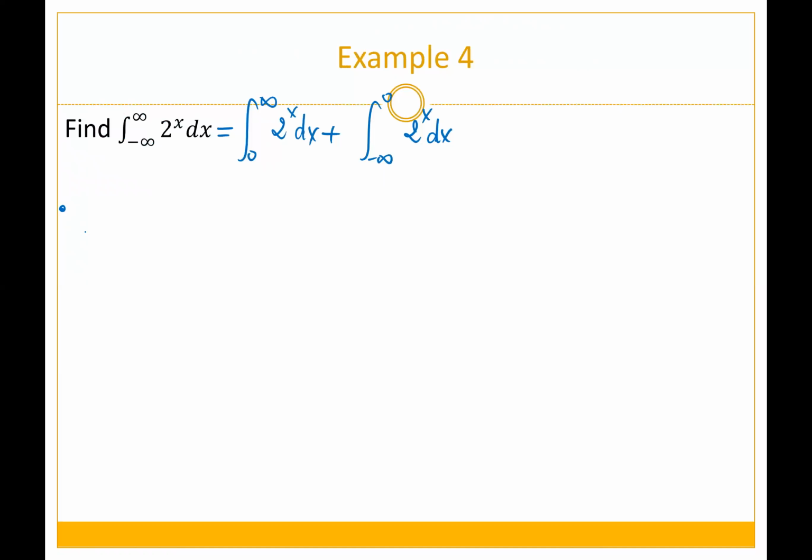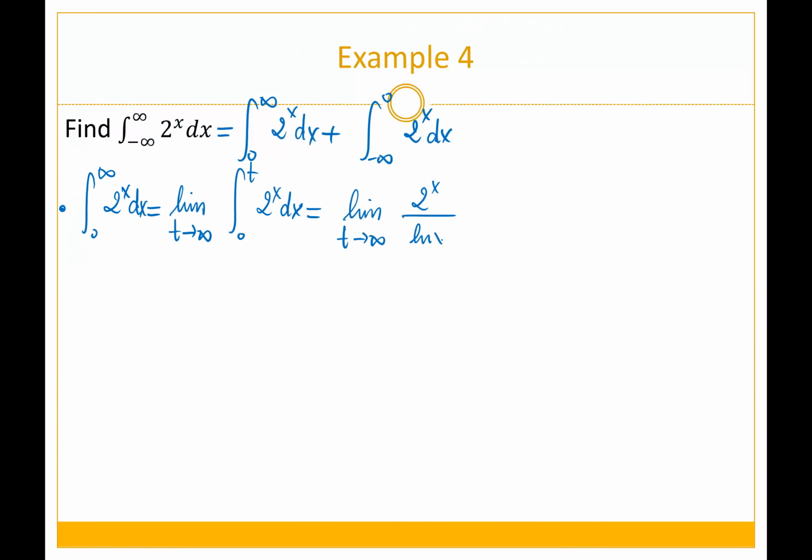So when I find the integral from 0 to infinity of 2 to the x dx, this is the limit as t approaches infinity of the integral from 0 to t of 2 to the x dx. And the integral inside is easy now. It's just 2 to the x over ln 2.